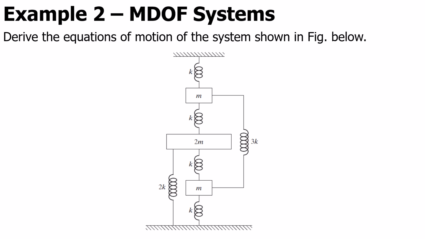Welcome to this presentation on deriving the equations of motion for a multi-degree of freedom system. Today we'll analyze a mechanical system consisting of three masses connected by springs as shown in the figure. Our goal is to derive the equations of motion for each mass and represent them in matrix form. Let's begin by understanding the system setup.